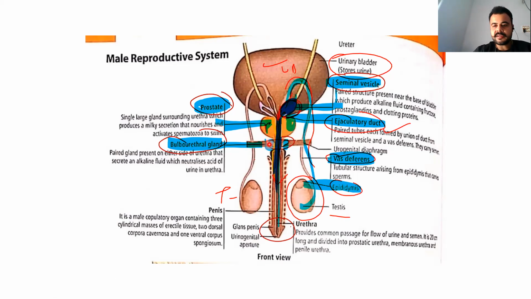This is the bulbourethral gland, this is the prostate, this is the seminal vesicle. The vas deferens will combine with the seminal vesicle, then forms the ejaculatory duct. The ejaculatory duct will pass through the prostate and bulbourethral gland, and then it will go to the urethra, and the sperms are released through this path. Clear, guys? So this is the entire sperm pathway.